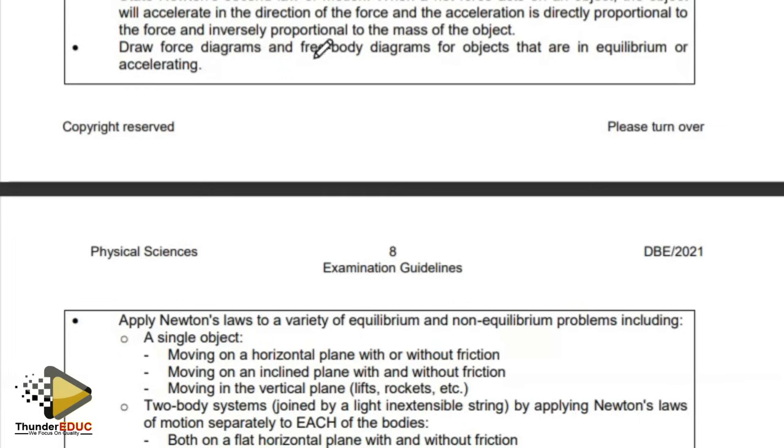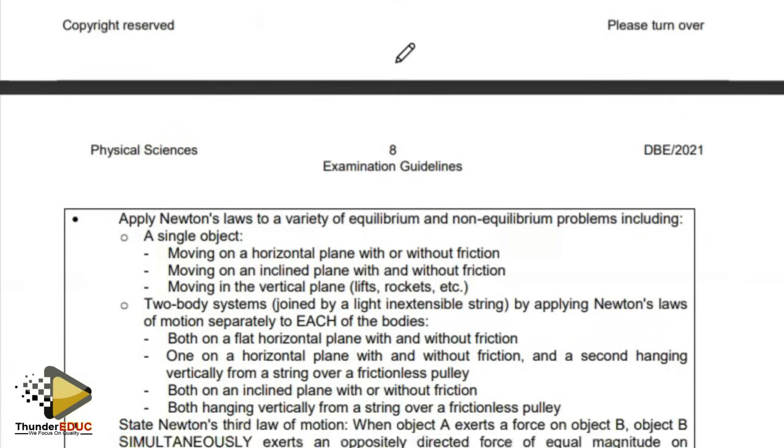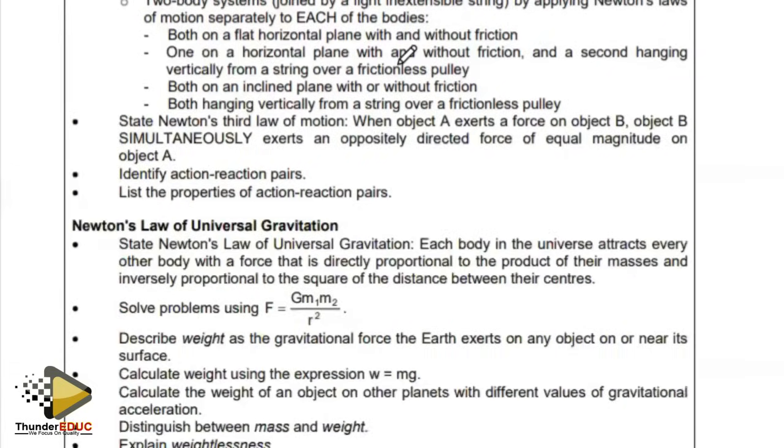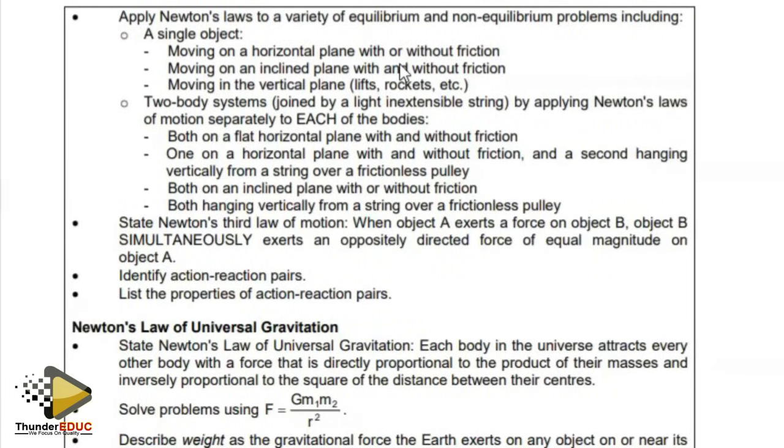Then we need to know how to draw force diagrams, free body diagrams, of objects that are in equilibrium or accelerating. Apply the laws, moving on a horizontal plane with or without friction, and so on and so forth. And then we also look at the two body systems. This is usually something that they like, as examiners. Then state Newton's third law: when an object A exerts a force on object B, object B simultaneously exerts an opposite force on A, and so on. Then be able to identify the action-reaction pairs and then list the properties of those pairs.